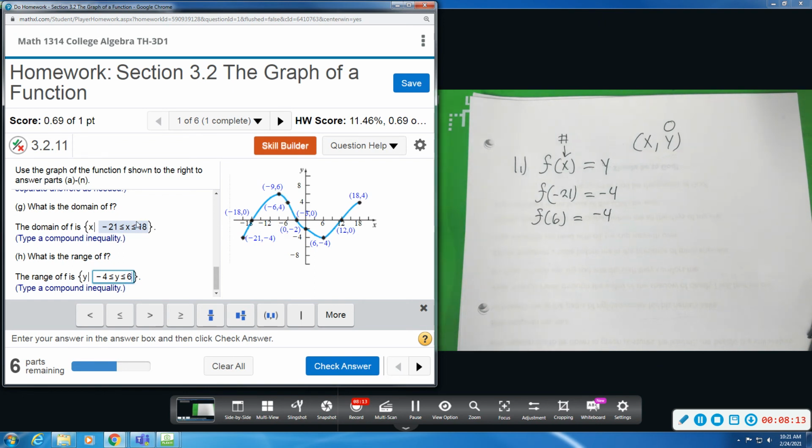So domain, you look left and right, the furthest to the left, furthest to the right. Range, you look top to bottom. Bottom first, up to the top, smallest to largest.